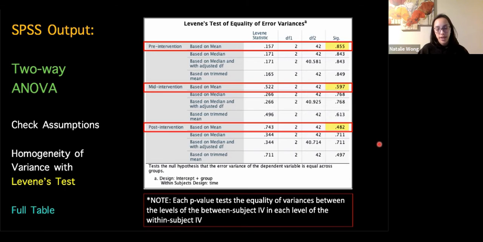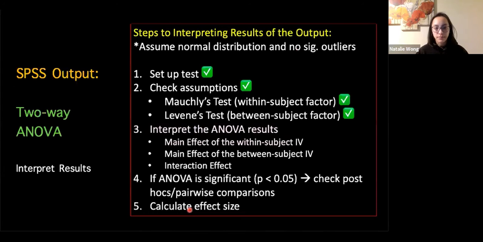So the way we check them is the same as our previous weeks. You just have to look at them separately because we have both sphericity and homogeneity of variance. But once we know if we've met sphericity and if we've met homogeneity of variance, which is the case for our example, we then can look at our ANOVA results.